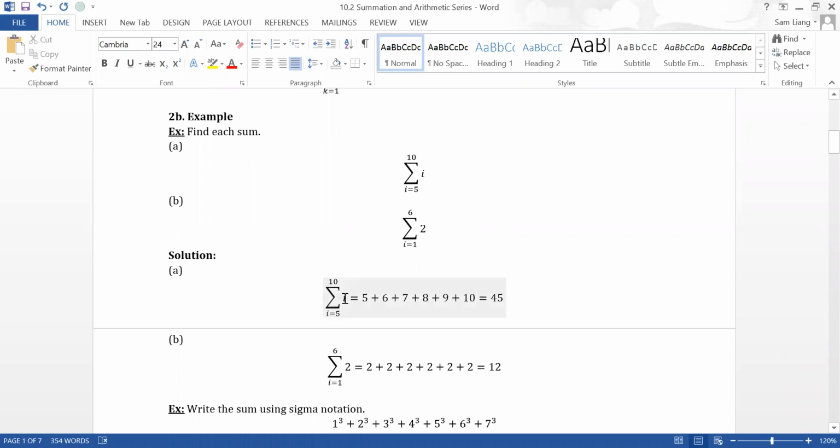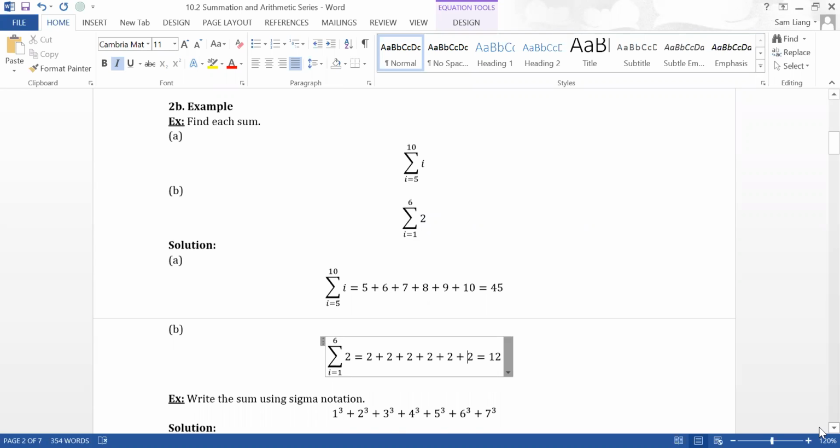Here we just plug in 5, 6, 7, 8, 9, 10, add them all together, we're going to get 45. For part B, this might seem confusing since there's no variable, but since it's just a constant, all we have to do is add 2 for each index. We run this for 1, 2, 3, 4, 5, 6, so 6 times. We'll add 2 to itself 6 times: 2 plus 2 plus 2 plus 2 plus 2 plus 2 is 12. So part A is 45, part B is 12.